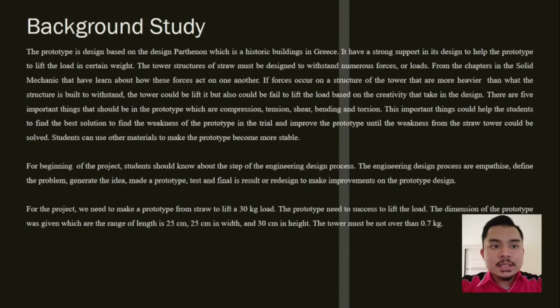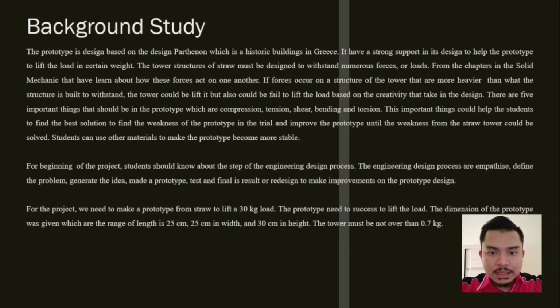For the background study, the tower structure of straw must be designed to withstand numerous forces or loads. From the chapter in solid mechanics that we have learned, we know how these forces act on one another. If the force on the structure of the tower is heavier than what the structure is built to withstand, the tower could fail. It could also be able to lift the load based on the creativity and technique in the design.